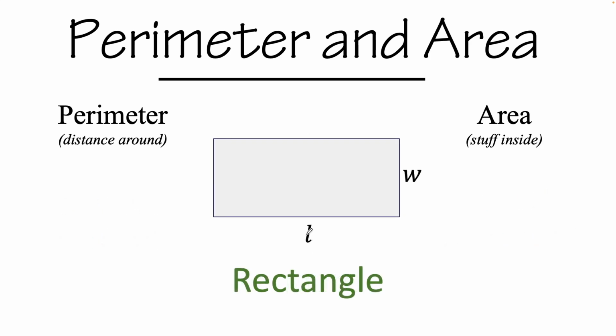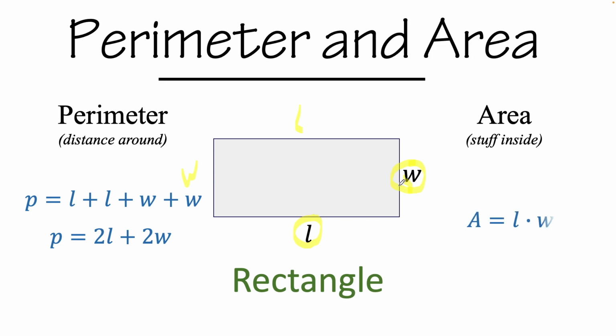Now a rectangle is defined by, let's see, length times width. And the length and width are this, whoa, that looks terrible. The length and the width are the same on both sides. So that means over here is a really wonky W, and up here is another L. So the perimeter is going to be length plus length, and then width plus width. Or you could say 2 lengths plus 2 widths, okay? And then the area is just length times width.